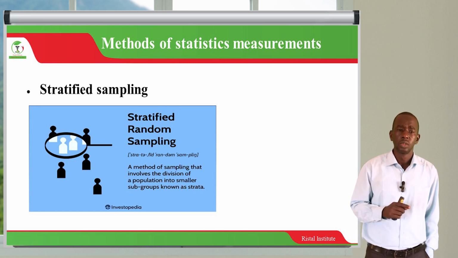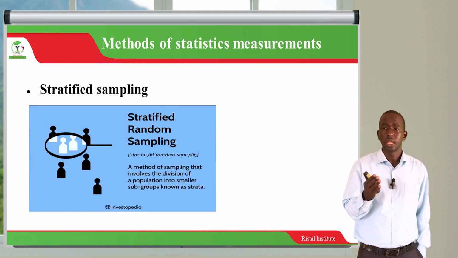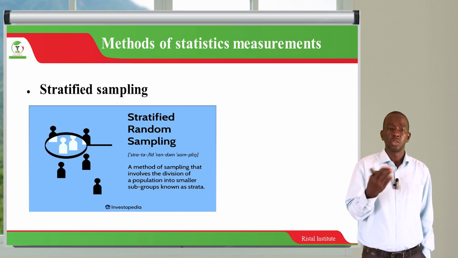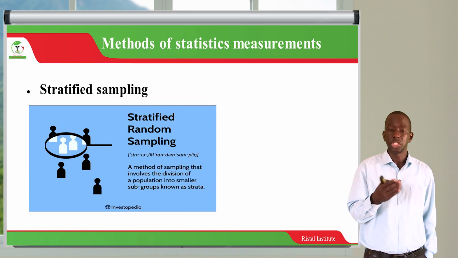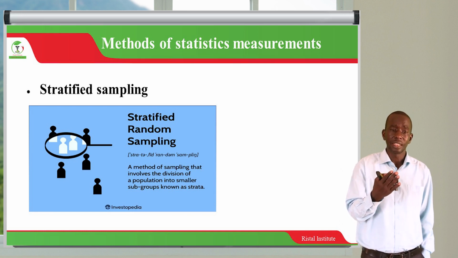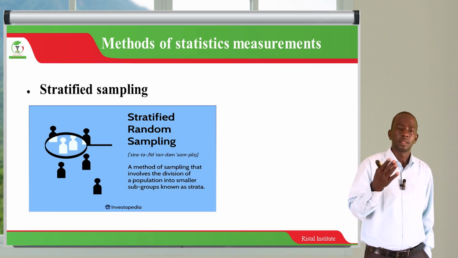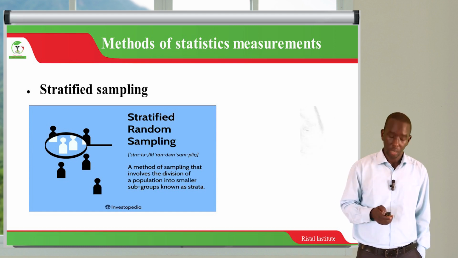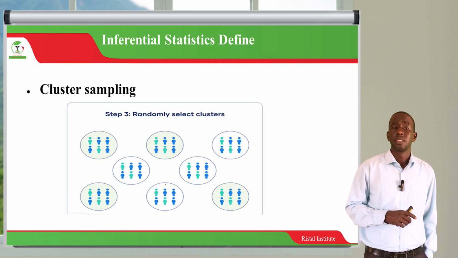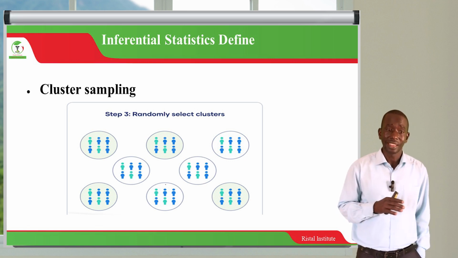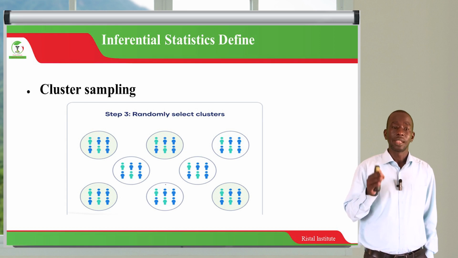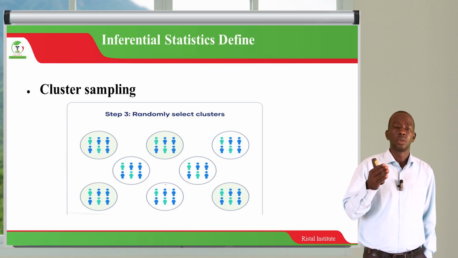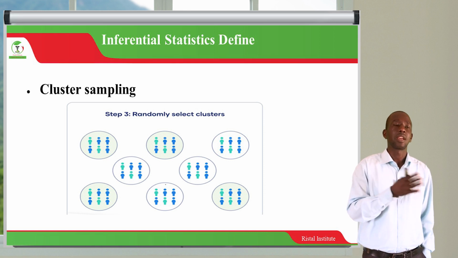Another example: in a big population, you can segment the population based on age, gender, or race, giving a relevant sample for your test that represents the entire population. Another sampling method is cluster sampling. In cluster sampling, you select clusters. You know, the population is grouped into different kinds of clusters.